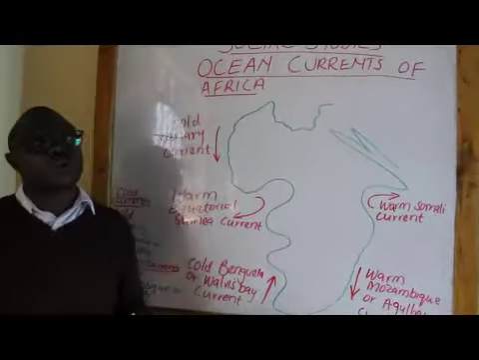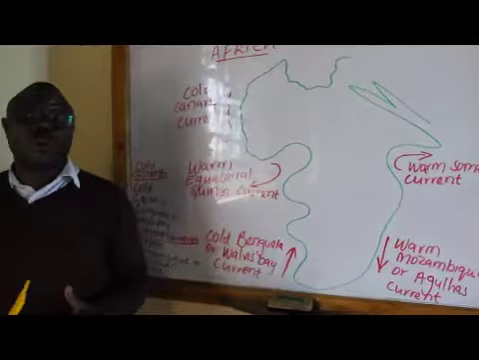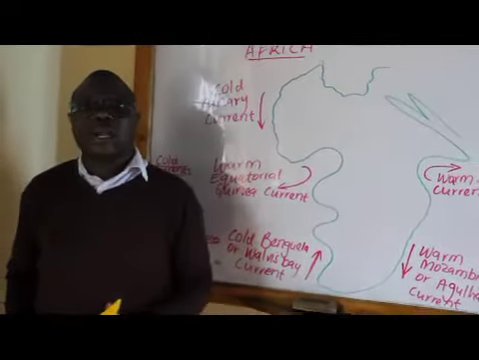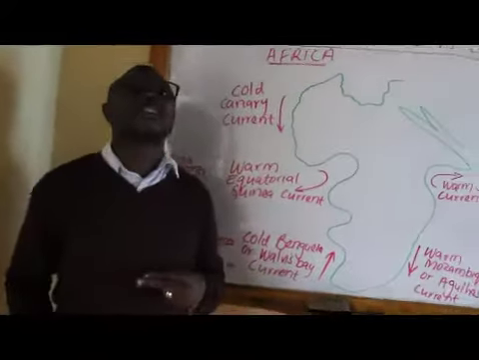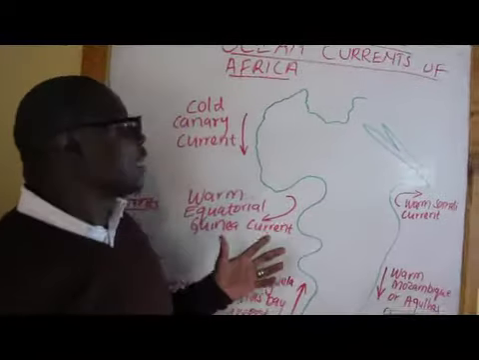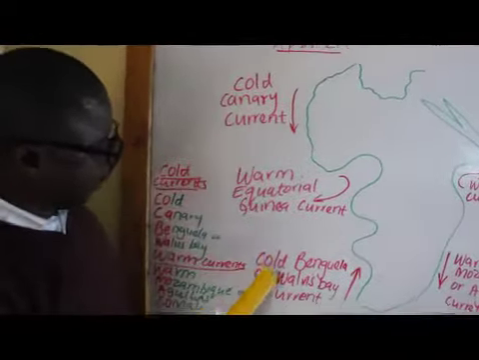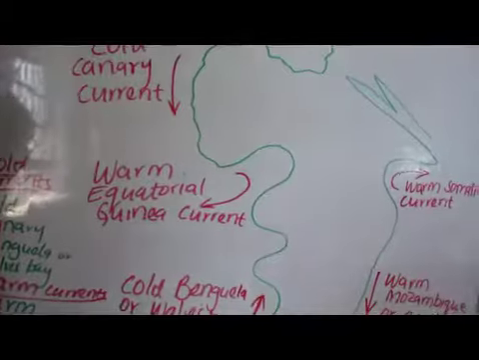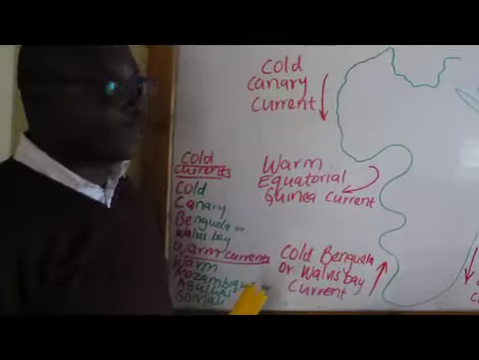Now, I would like you to note that we have two types of ocean currents. We have what we call cold currents and warm currents. In Africa, Africa is washed by the two currents, the warm currents and the cold currents. The cold currents comprise the cold Canary current, and we have the cold Benguela, which is also known as the Walvis Bay current. These are the only two cold currents in Africa.